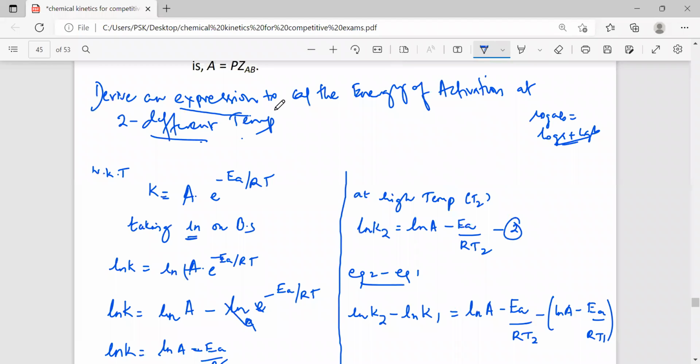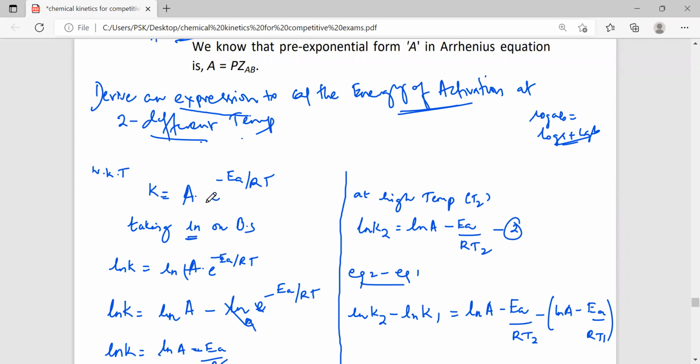The question is, derive an expression to calculate energy of activation at two different temperatures. This is the Arrhenius equation. We know according to Arrhenius, K is equal to A into e to the power minus EA by RT. We explain what is K, what is A, what is EA, what is RT, all that we explain. Taking natural log on both the sides, LN stands for natural log.